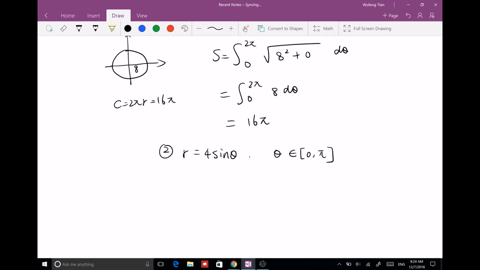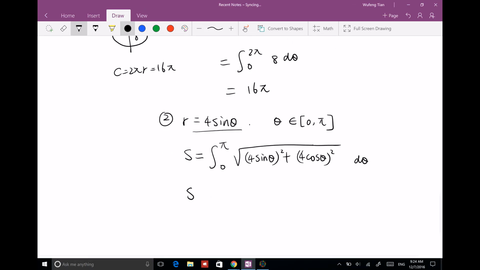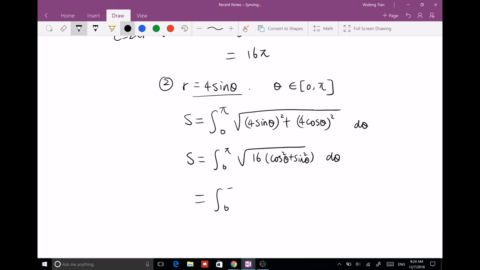Okay. So I'm going to write it out. S equals the integral from alpha to beta, 0 to pi, of the square root of r squared, so it's 4 sine theta squared, plus the derivative of r, which is 4 cosine theta, squared, d theta. So you get S equals the integral from 0 to pi of the square root of 16 times cosine squared theta plus sine squared theta, which is 1, d theta, which is the integral from 0 to pi of 4 d theta. So the answer is 4 pi. You get the same answer, everyone? Okay. So this formula is pretty much easier. You just use that f squared plus f prime squared.